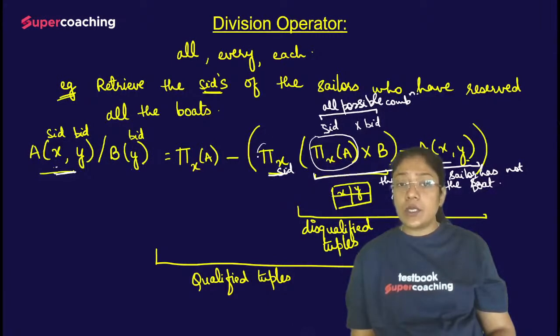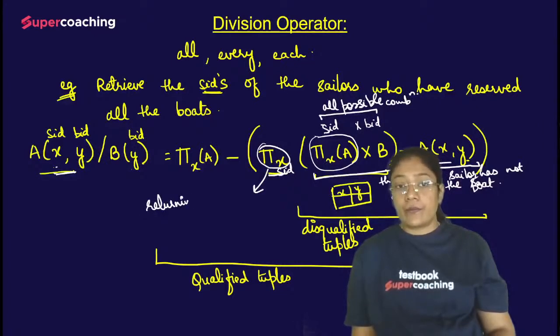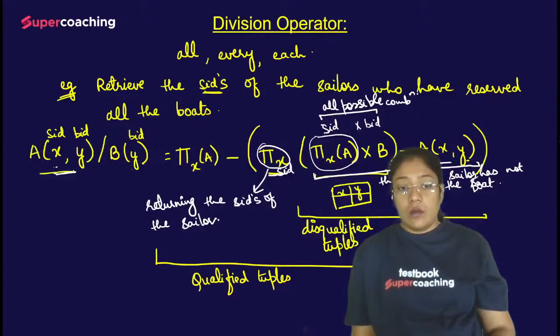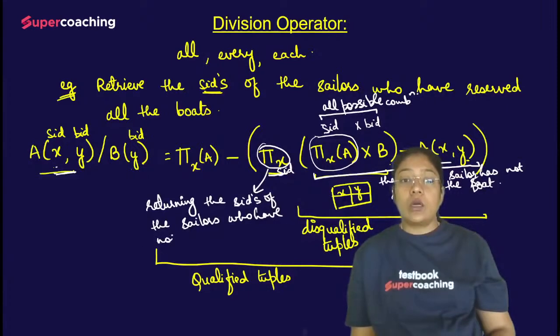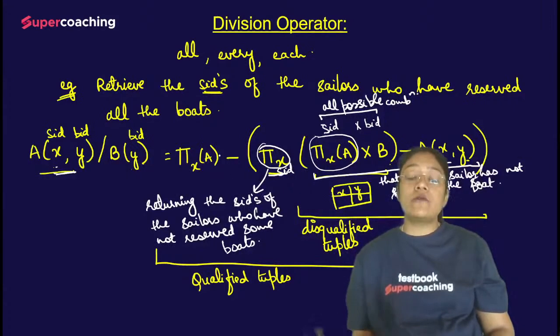So basically this is returning the SIDs of the sailors, those who have not reserved some boats. But हमें कौन से sailors की IDs चाहिए? Those who have reserved all the boats.